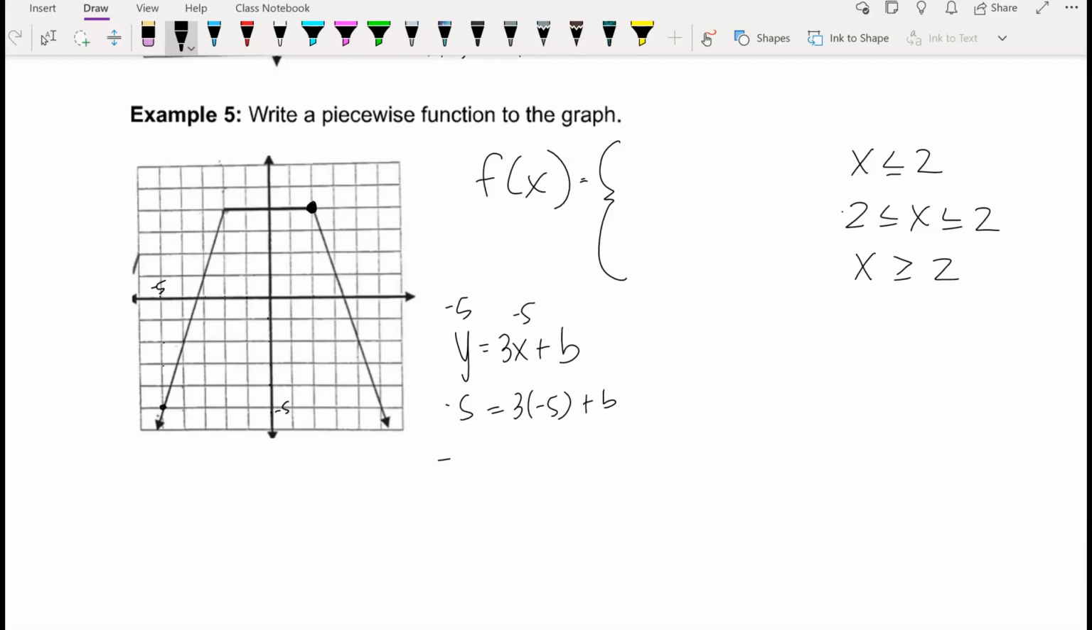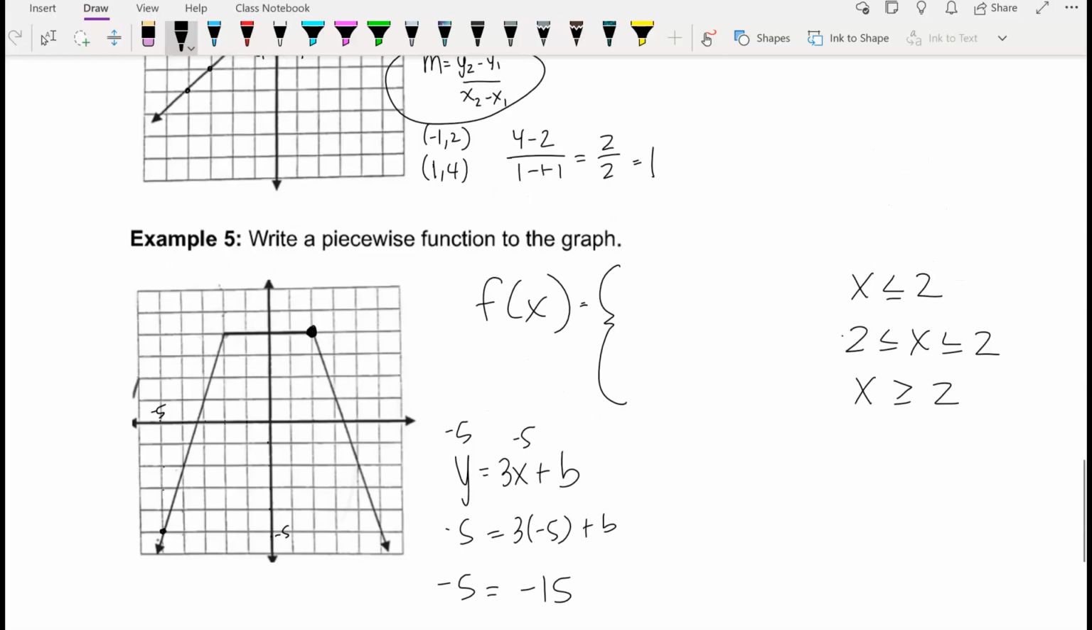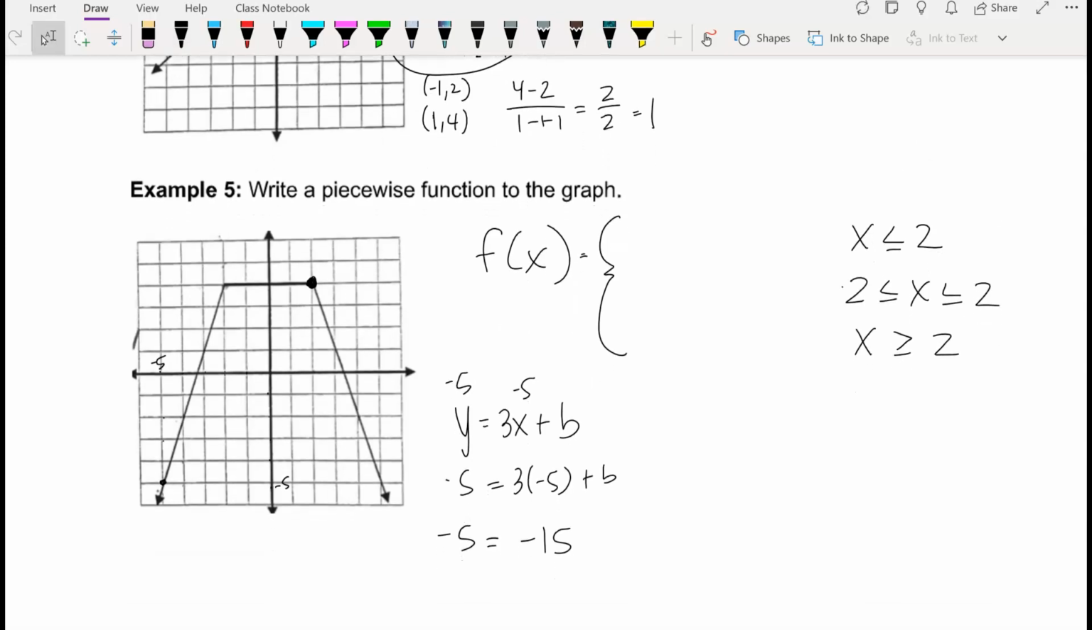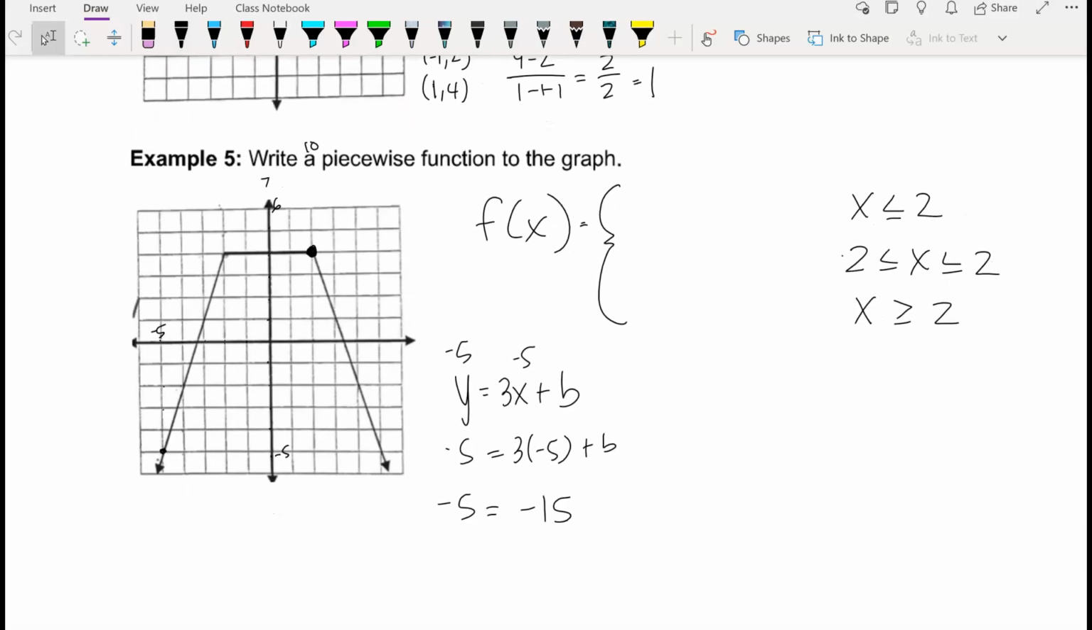So negative 15. Oh, that's not 10. This is 1, 2, 3, 4, 5. This would be 6. So that would have been 7 plus 3 is 10 up there for the up 3 over 1s. Plus b. So we add 15. So 10 equals your b. So it'd be 3x plus 10.